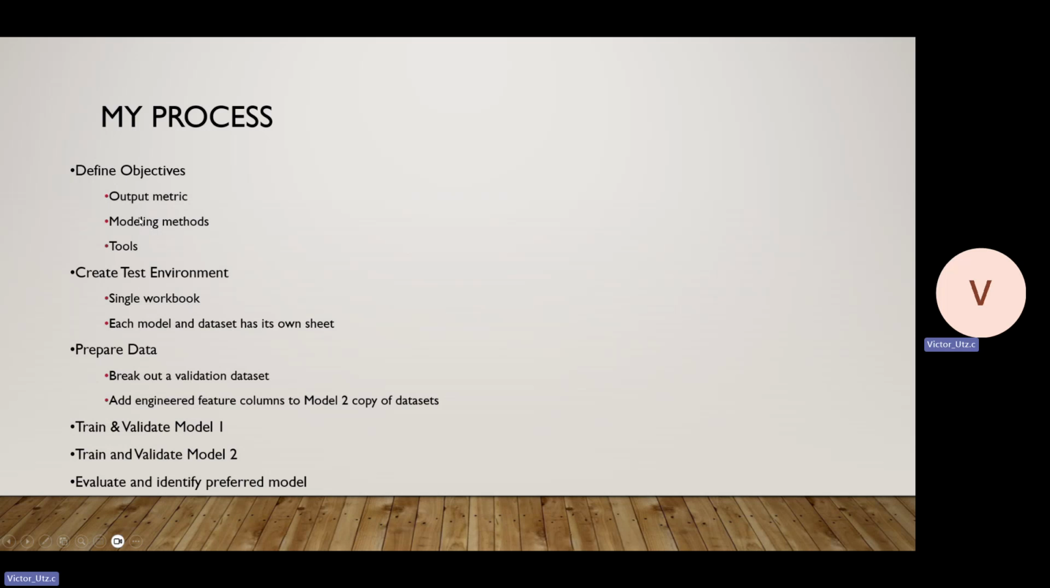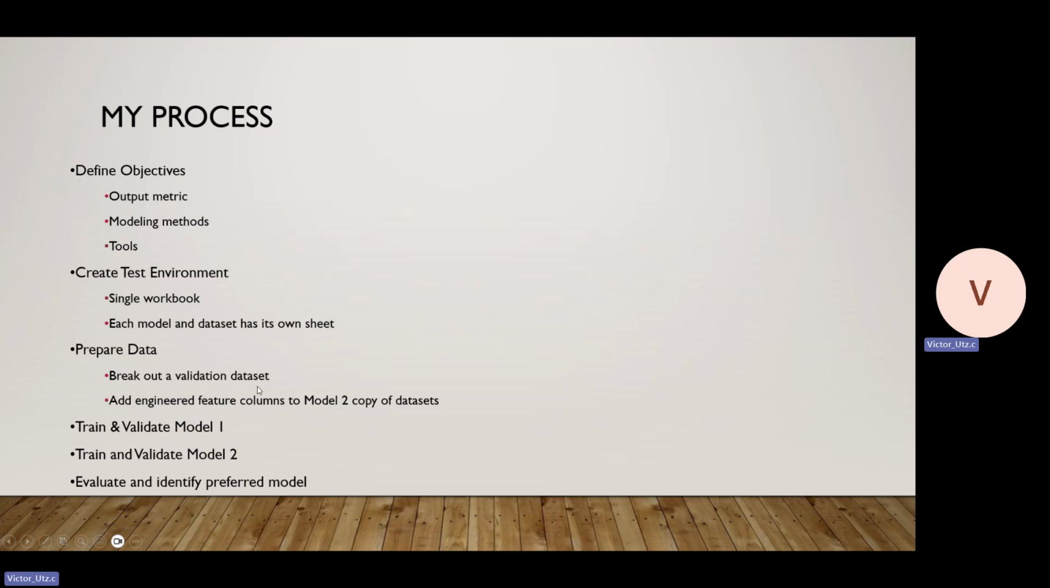Essentially, the process is pretty straightforward. I defined my metric, my methods, and my tools. I put everything into one workbook, which I'll show you here in a moment. Each model has its own data set for training and its own data set for validation. However, of course, these are based on the same 9,500 records. About 7,000 were used for training and the remainder used for validation for each model. When I got those set up, I did the training, did the evaluation, and let's see what I came up with.